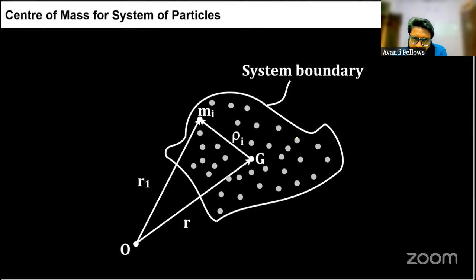Now, if you consider this is a particular rigid body, here there are different particles by which this body is made up of, and this is the system boundary. If you consider one of the particles here, which is Mi, a single particle in this rigid body. There are several particles, thousands of particles. So we are considering only one, which is Mi, the ith particle. And let's say the distance between the ith particle and this point G, which is the center of gravity or center of mass, is rho i. Position vector from the origin is r_i, and the position vector of center of mass is r.